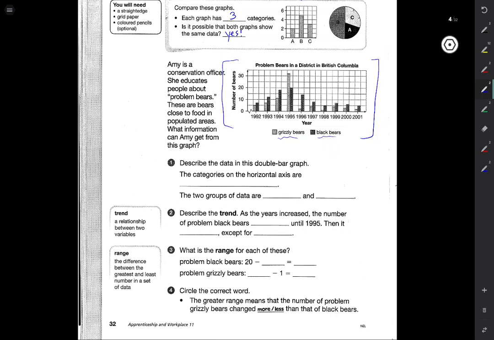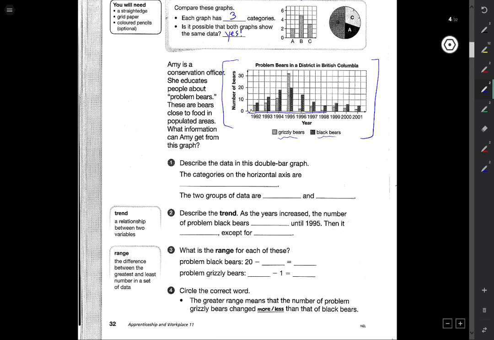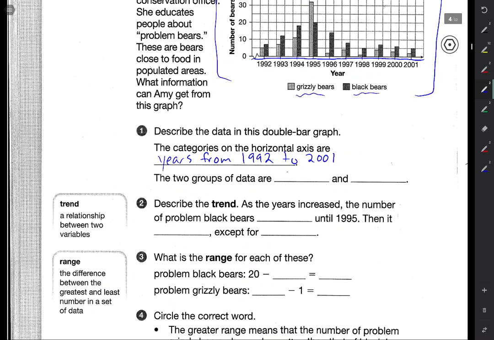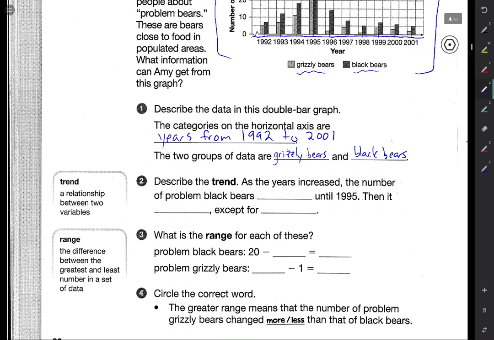So let's describe the data in this double bar graph. The categories on the horizontal axis are, well, the horizontal axis is the one down here. So that would be the years from 1992 to 2001. And the 2 groups of data are grizzly bears and black bears. Describe the trend. As the years increased, the number of problem black bears increased until 1995.